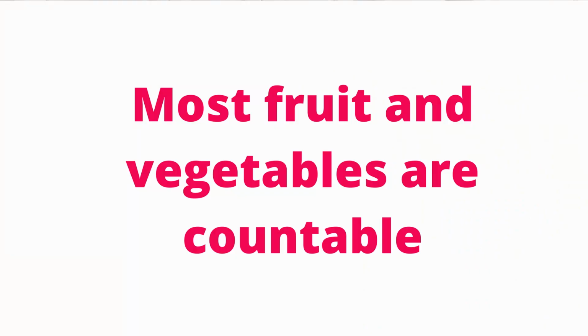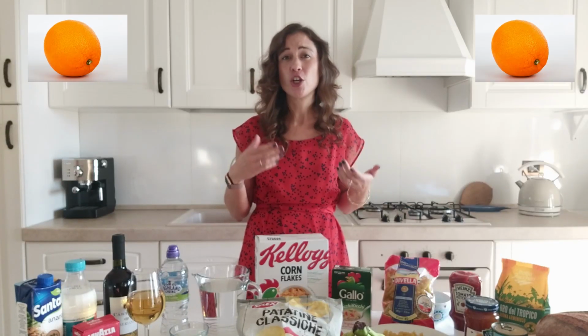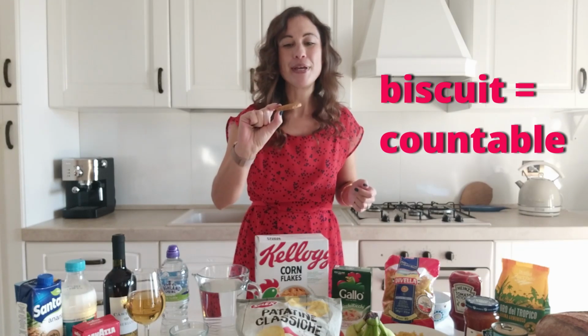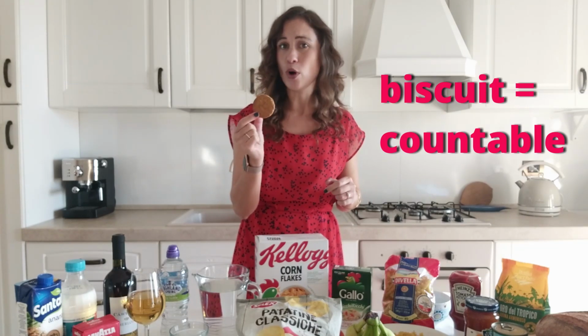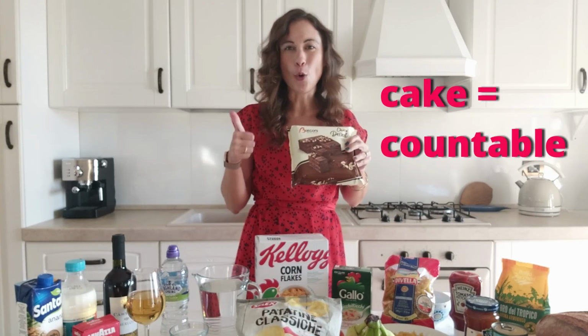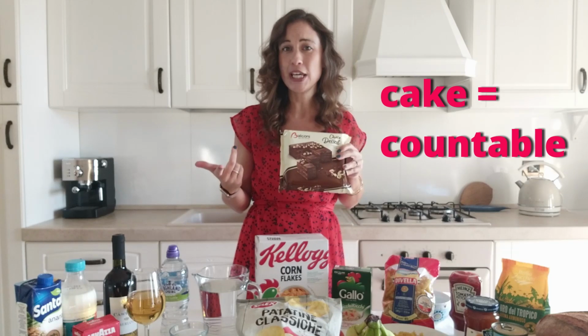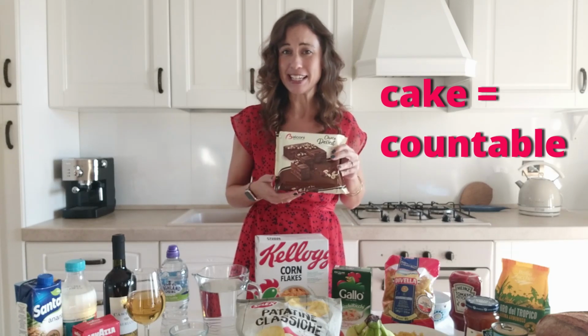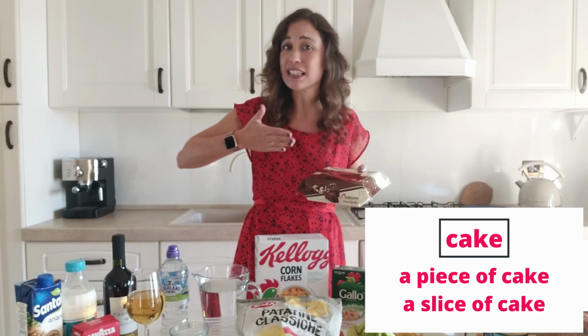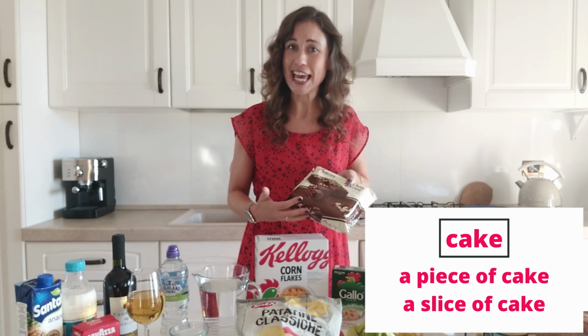Most fruit and vegetables are countable, so we can count 1 orange, 2 oranges. Biscuit. Biscuits are countable. 1 biscuit, 2 biscuits. Cake. 1 cake, 2 cakes, 3 cakes. Or we can cut a piece of cake or a slice of cake.